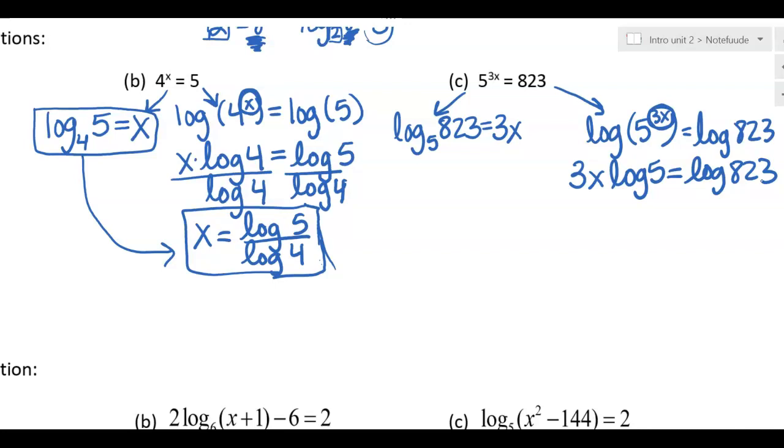Divide by 3. All that's stopping it is the 3 that's there. I need to divide both sides by 3. That would look like this and like this. Okay, and it's perfectly okay for you to leave your answer like this. So it's log base 5 of 823, all divided by 3.